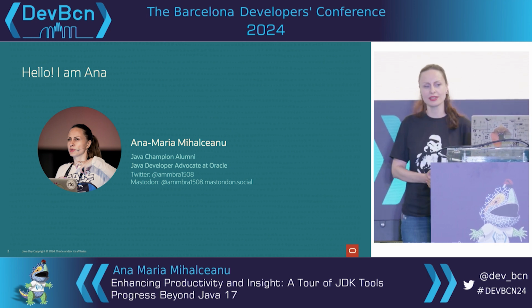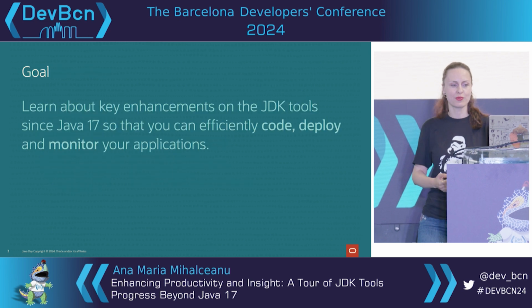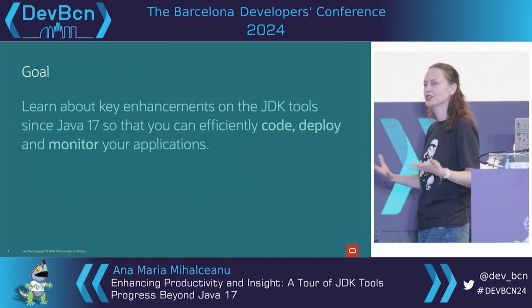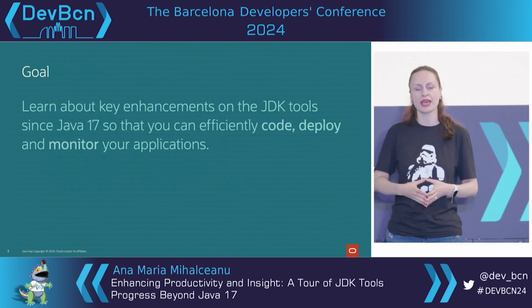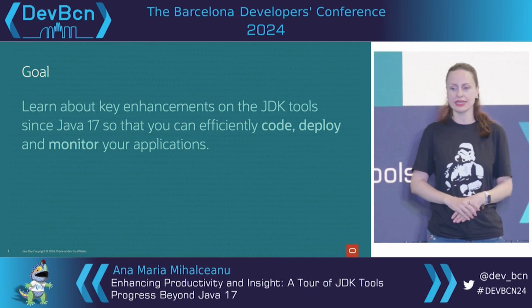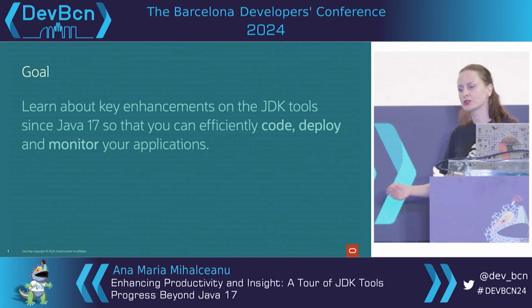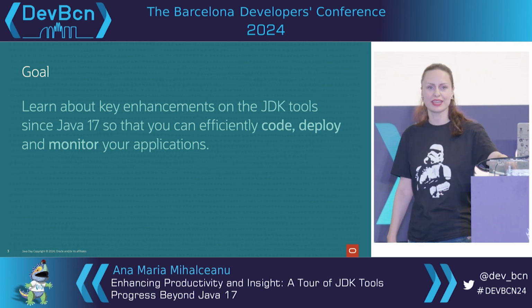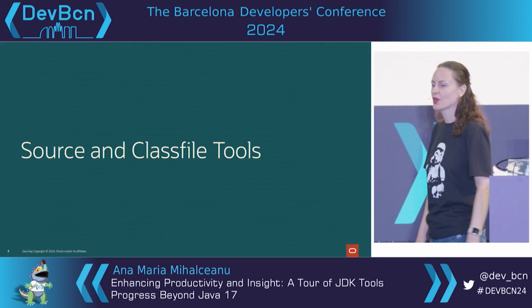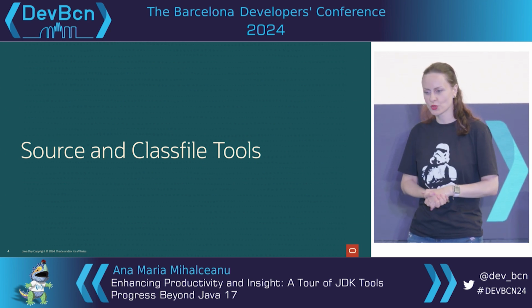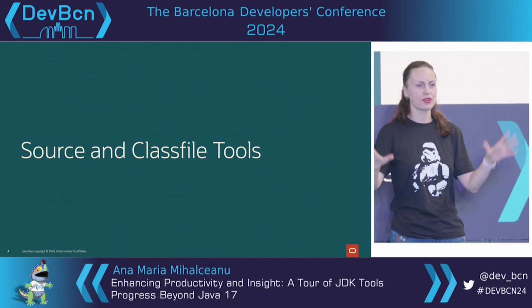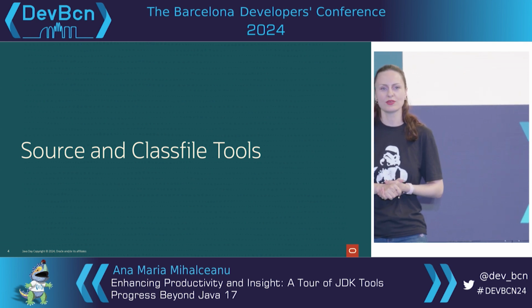In today's session, we have an important goal: to look deeper into how JDK tools have improved since Java 17, and how that can help you to code, deploy, or monitor your Java applications. So we're going to start with the source and class file tools, but before going into that, I want to ask you a few questions.